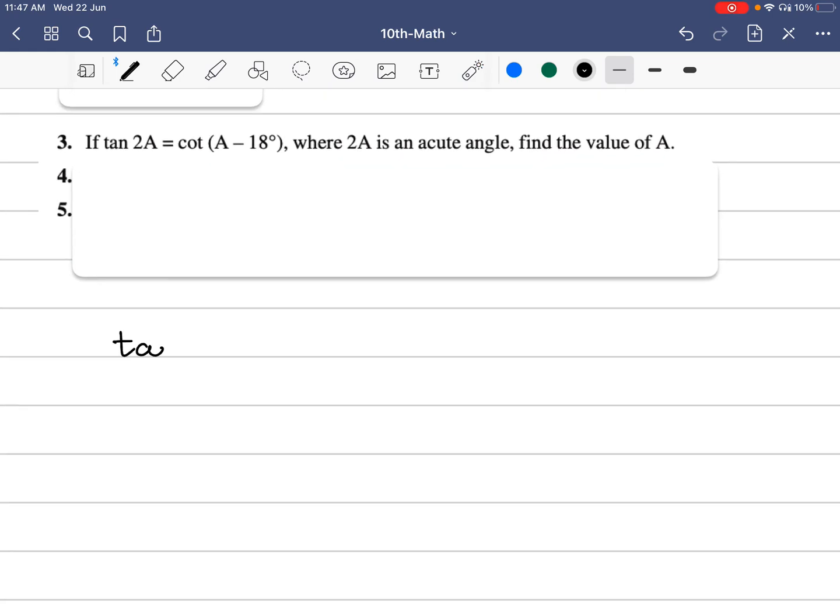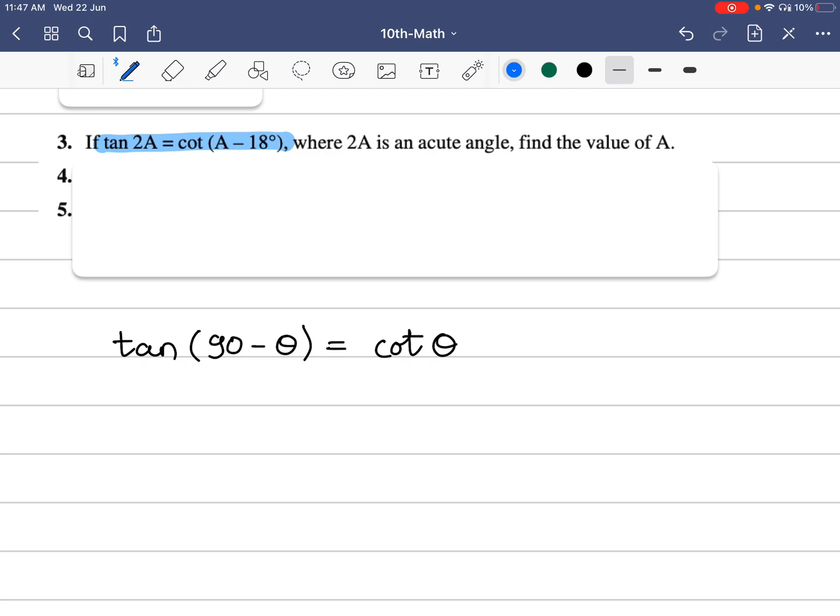We know that tan and cot, these are two trigonometric ratios which are related to each other by the complementary angle property. Tan of 90 minus theta is equal to cot of theta, where theta is some angle. Similarly, this expression is related in the same way. Here we have tan, here we have cot, and so their angles will have this complementary angle relationship. So that is the property that we are going to use to find the value of a.